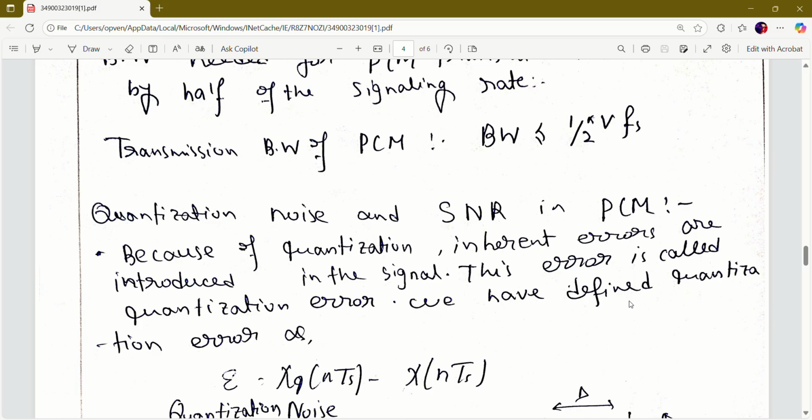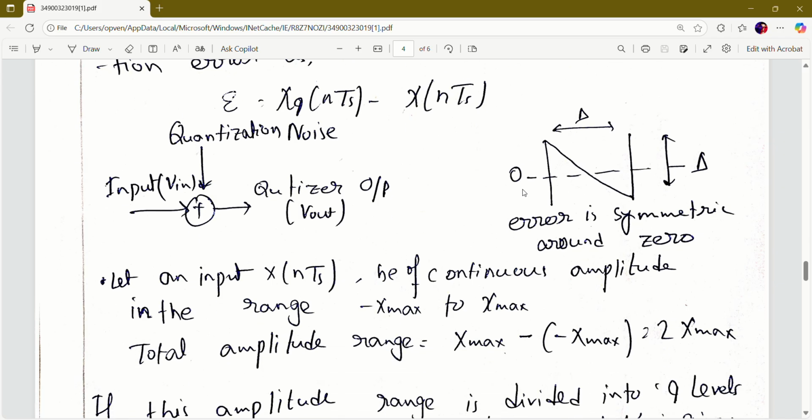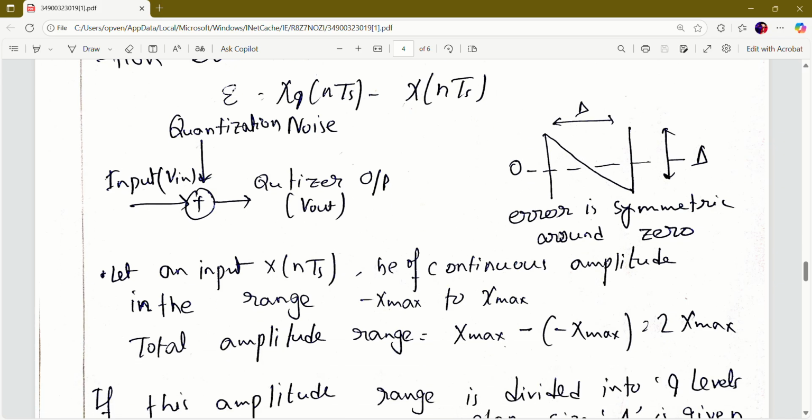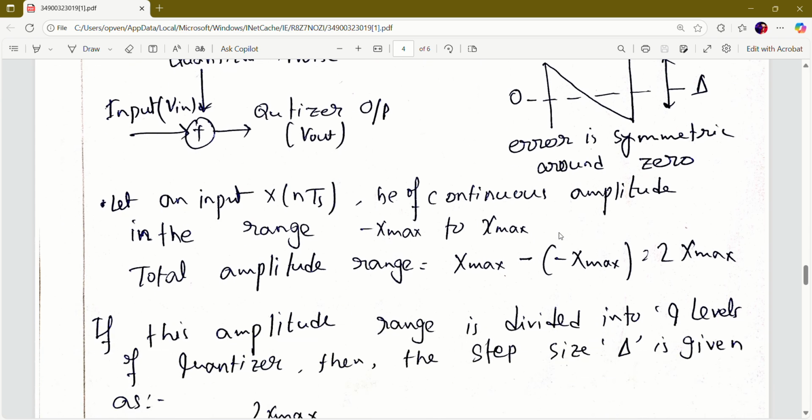Then let us talk about quantization noise and SNR in PCM. Because of quantization, some error is introduced in the signal. This error is called quantization error. We have defined quantization error as psi equal to xq(nTs) minus x(nTs), and then let an input x(nTs) be of continuous amplitude in the range of minus x max to x max.